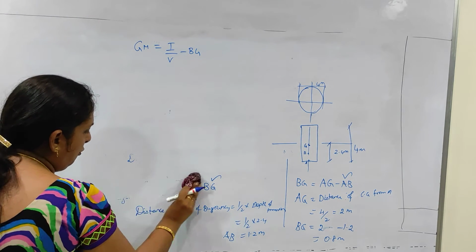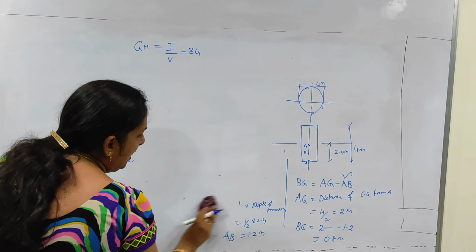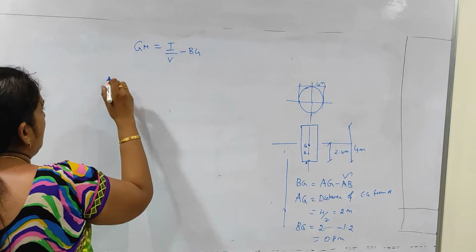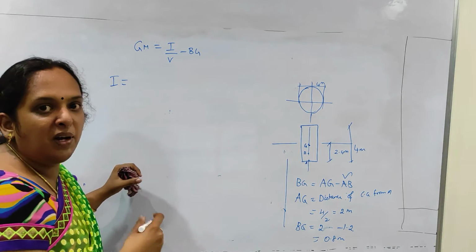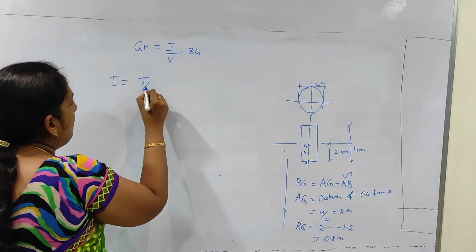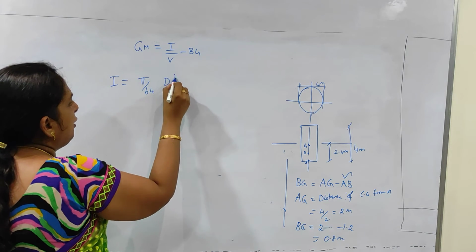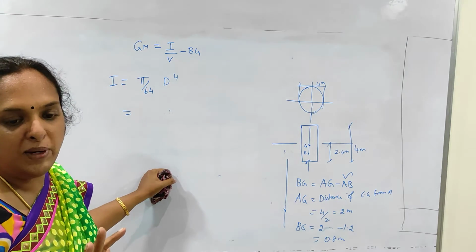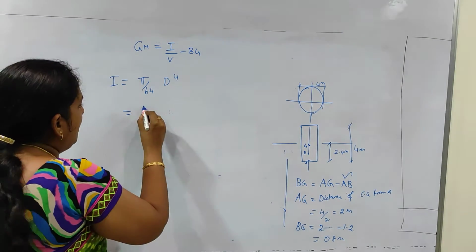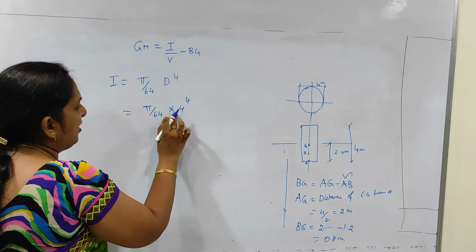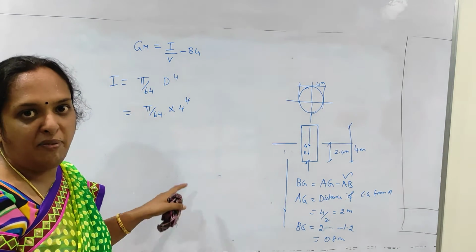What I am going to do here is find the I. Since it is a cylindrical body, what is the formula for the moment of inertia I in this case? We know that very well. It is pi by 64 into d to the power of 4, where the diameter given in your problem is 4 meters. So it is pi by 64 into 4 to the power of 4. Since it's moment of inertia, it is d to the power of 4.